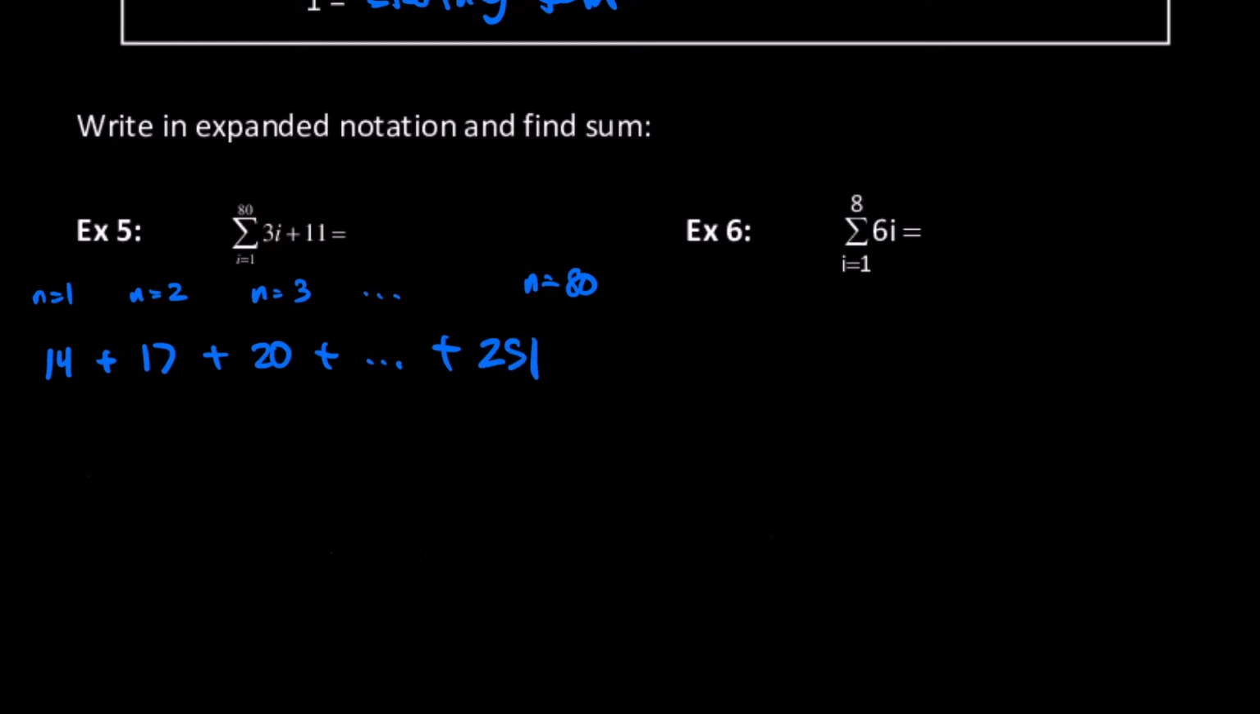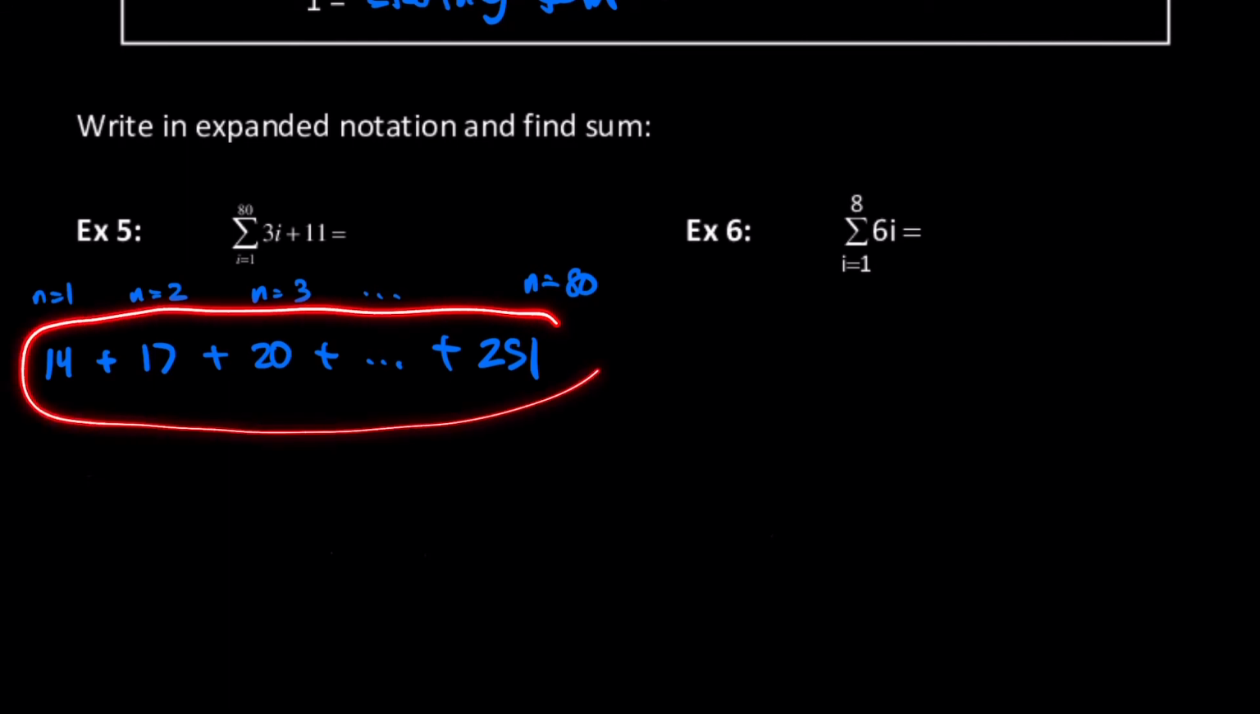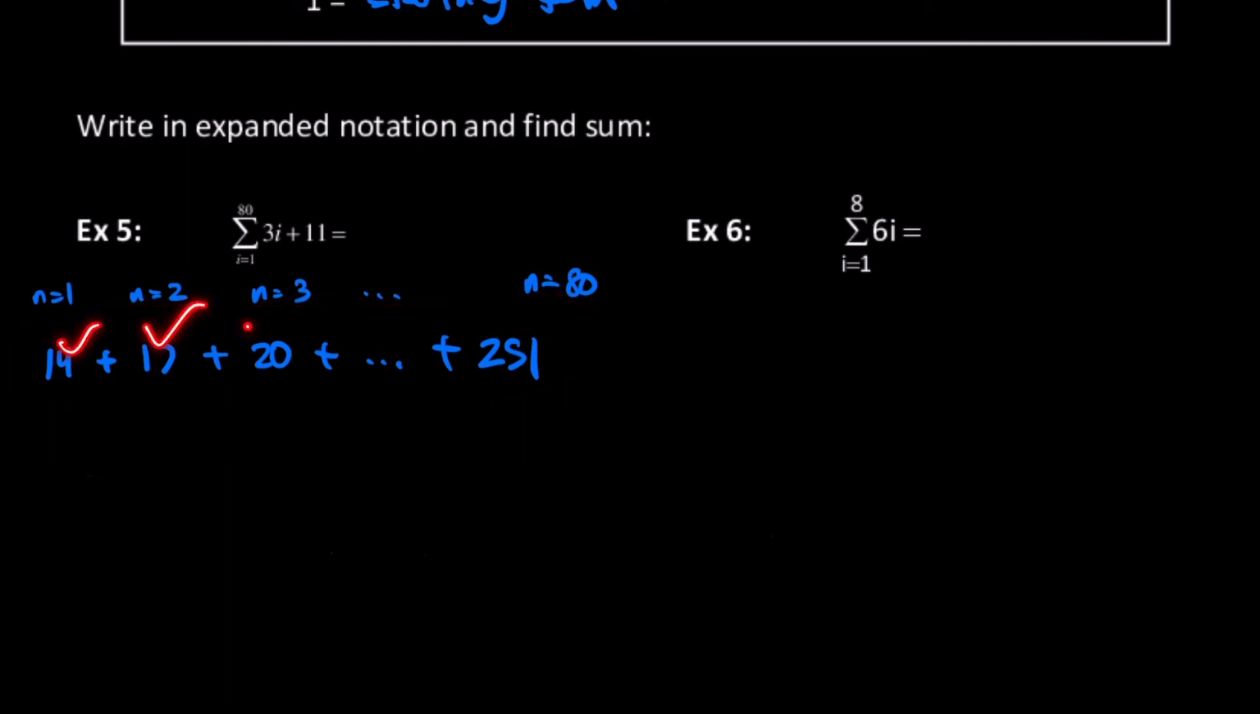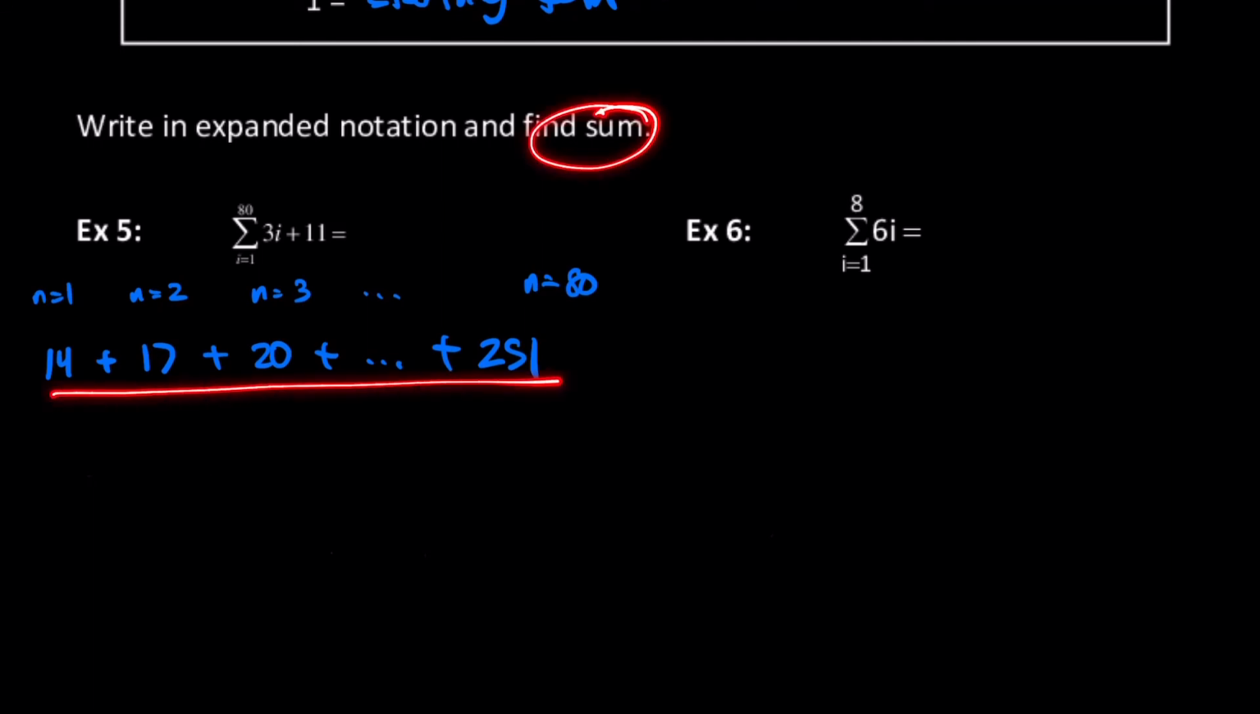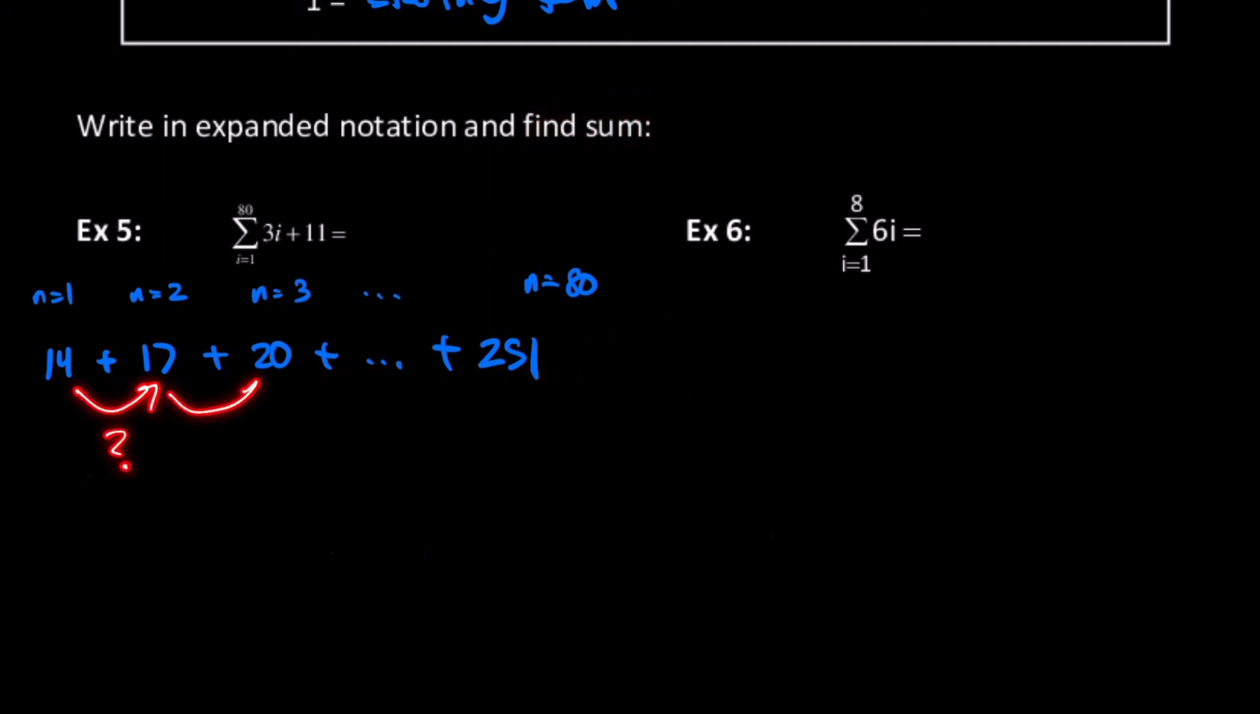Okay, so there is expanded notation. The first three and the last. Now, how do I find the sum? Do I want to list out 80 numbers and throw them in the calculator? No. So what we're going to do next is determine the pattern. What are we doing each time? If we take a look at that, 14 to 17, I went up 3. 17 to 20, I went up 3. So this is arithmetic.